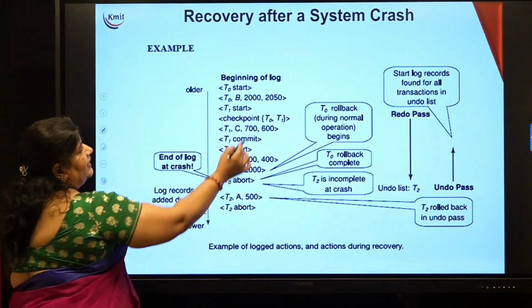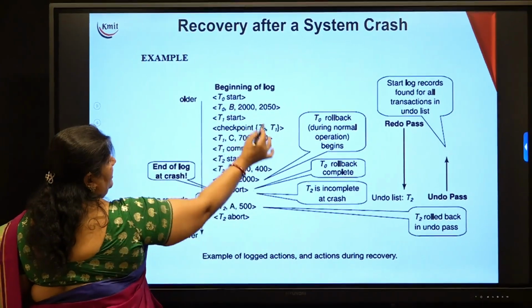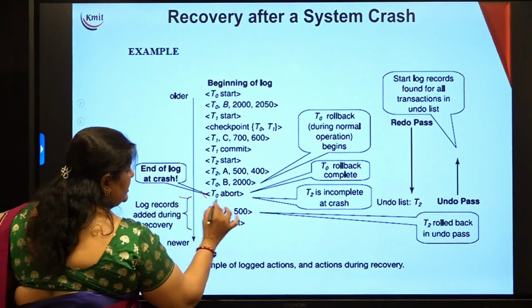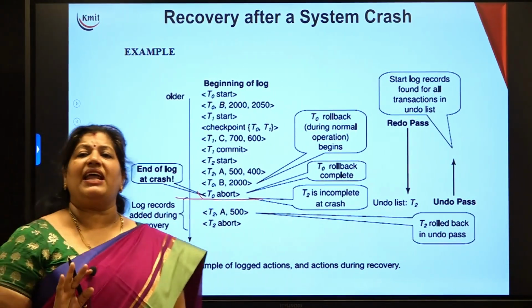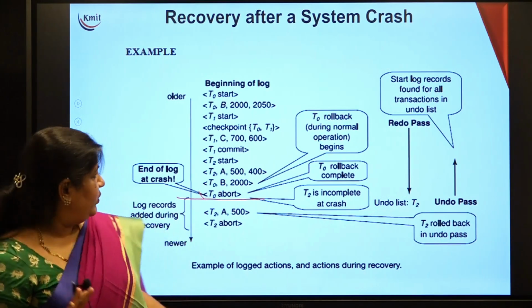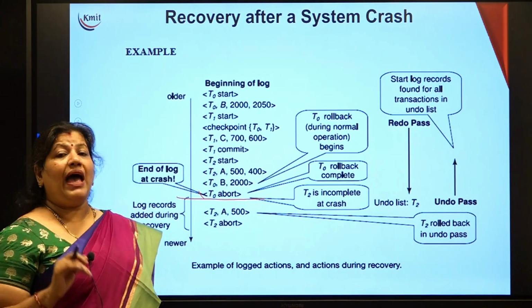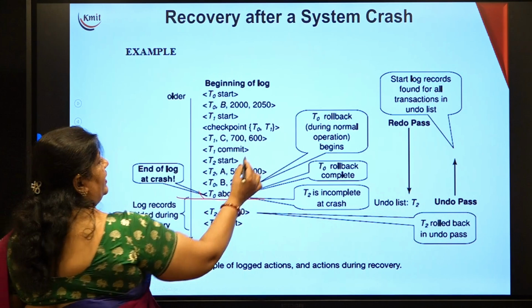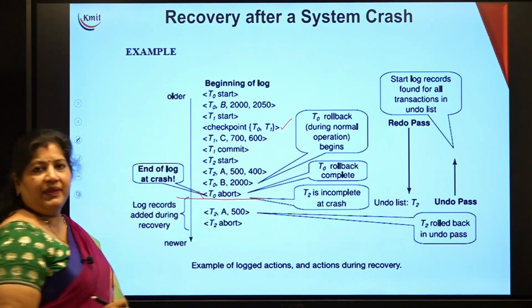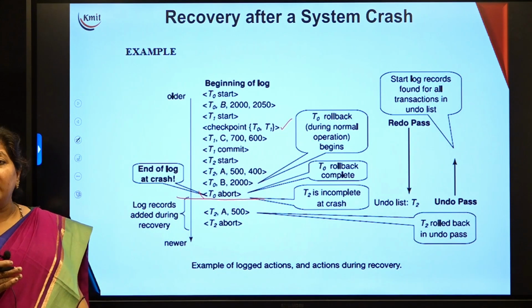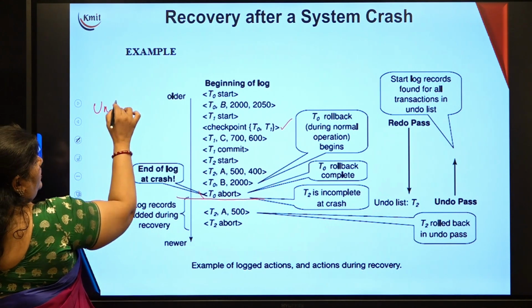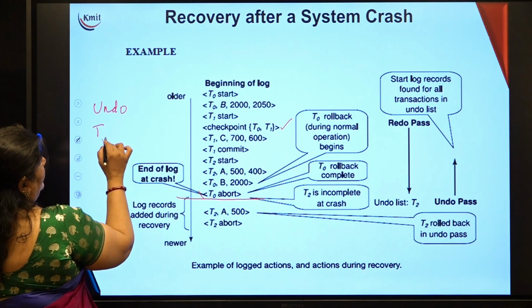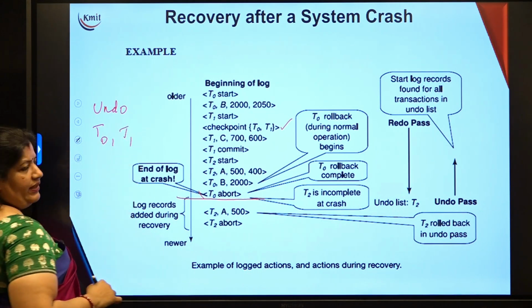Now look at this. This is a log entry. At this stage, I find that the system has crashed. So up to this, it is like this. Now what is happening here? Where is the last checkpoint? The checkpoint is here. Then what are the transactions that will go into your undo list? The undo list will have T0 and T1.